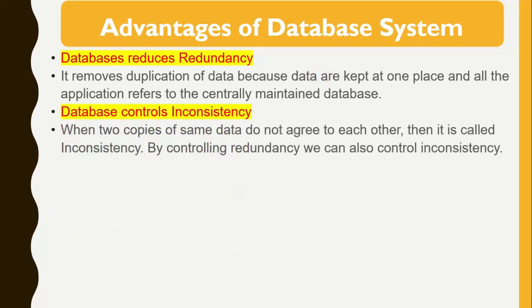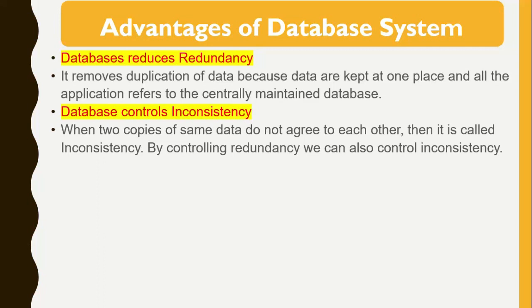Second is database controls inconsistency. Means when two copies of the same data do not agree to each other, then it is called inconsistency. Now let us suppose there is a condition. In our school, let us suppose you all are in class 12th. So in database we are creating two tables.